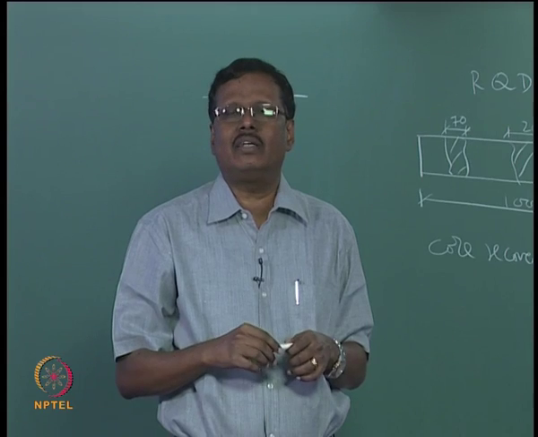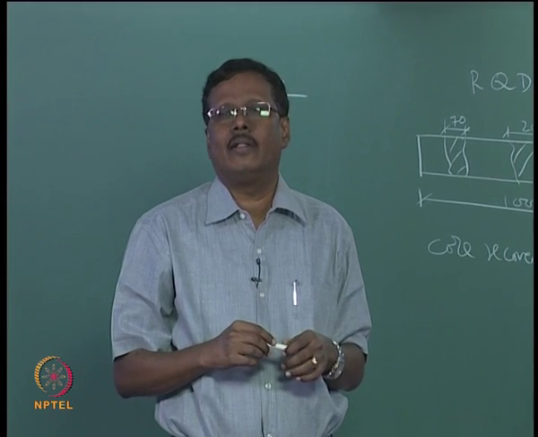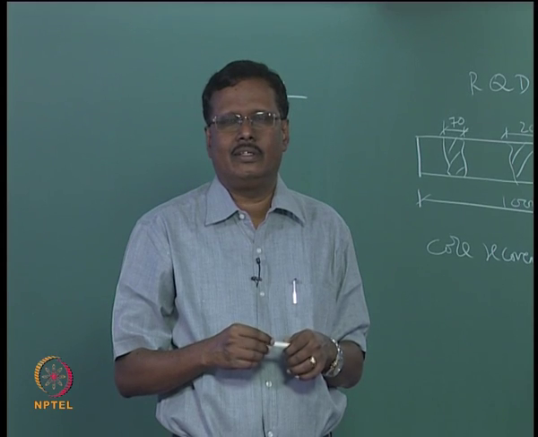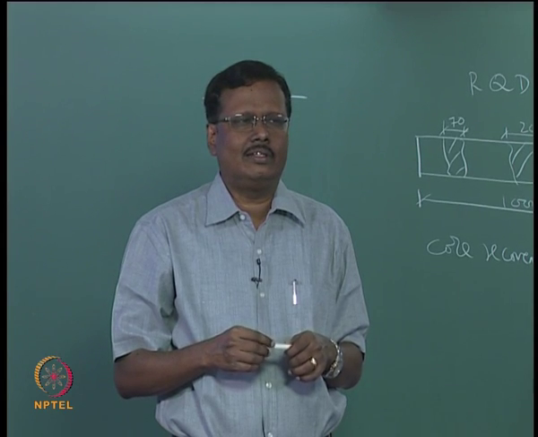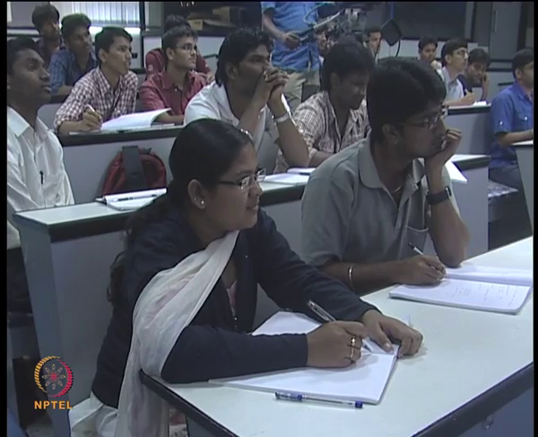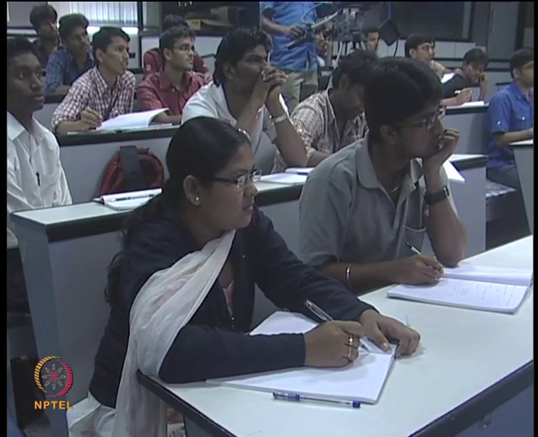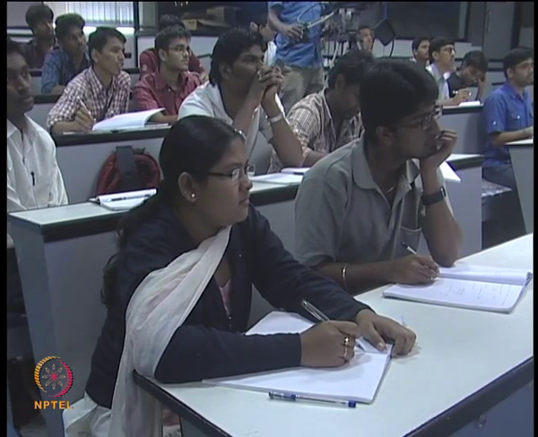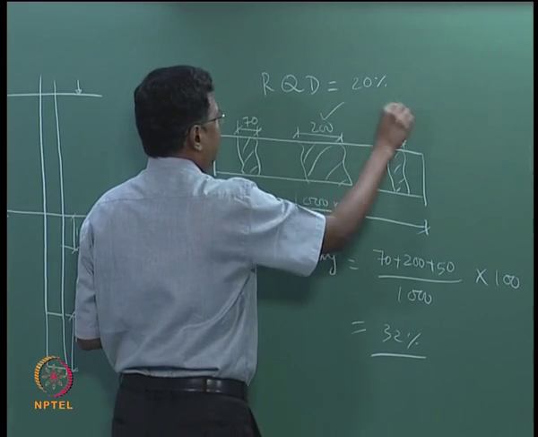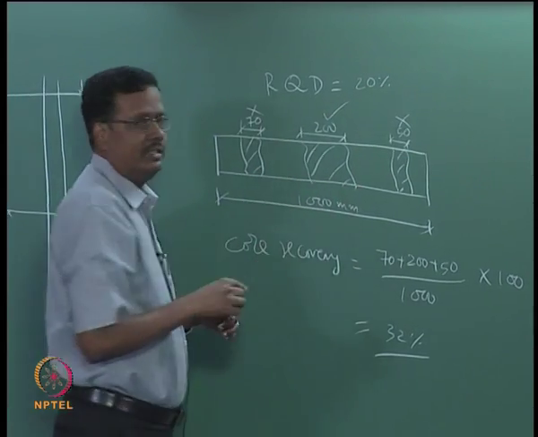RQD is nothing but the length of core pieces above 100 mm. 100, I think. Huh? I thought it is 150. Maybe I will check. 100 mm. So here the RQD will be 20%. You have to take only this, you have to neglect these two.